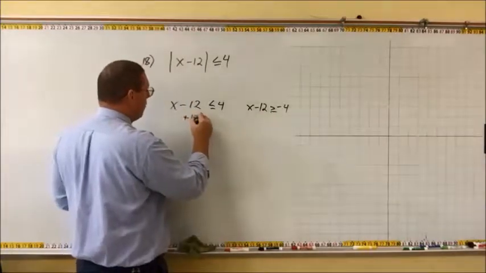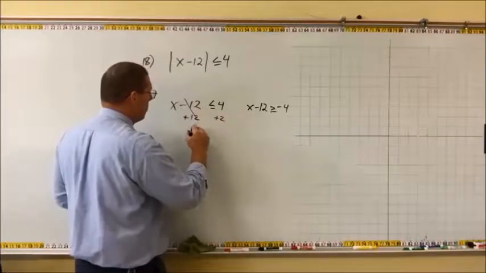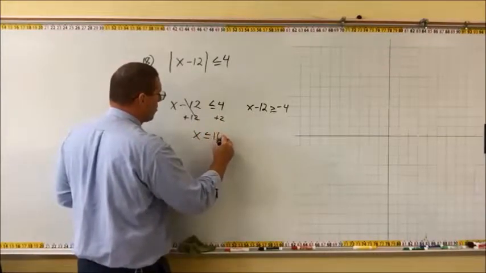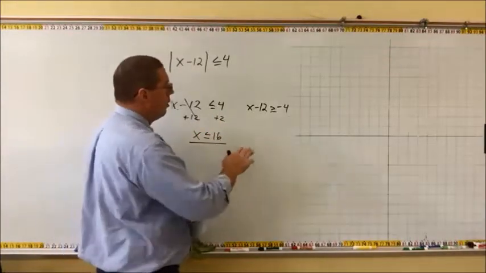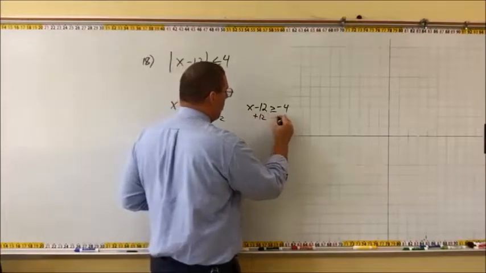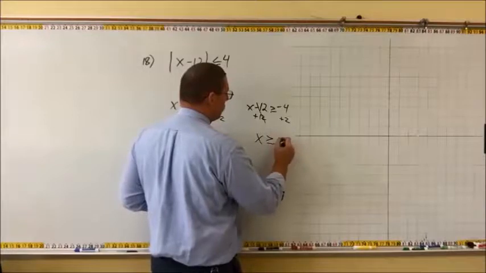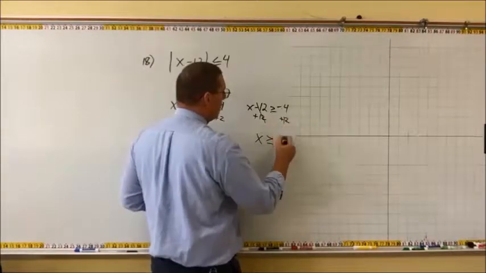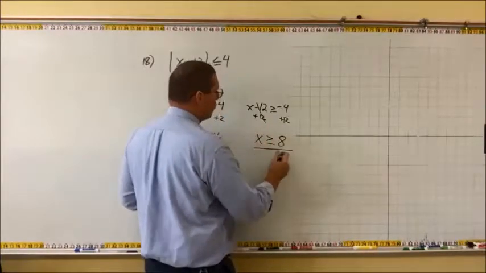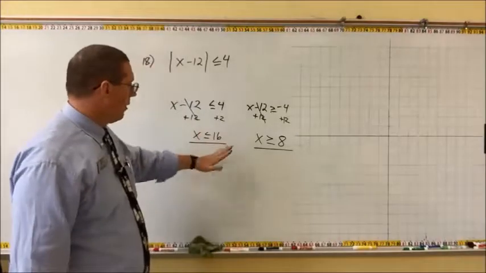Here we're going to add 12, add 12. Cancel. X is less than or equal to 16. Done. Over here, same thing. We're going to add 12, eliminate. X is greater than or equal to, oops, that's a 12. Negative 4 plus 12 is 8, so x is greater than or equal to 8. So our final answer, 2 answers.